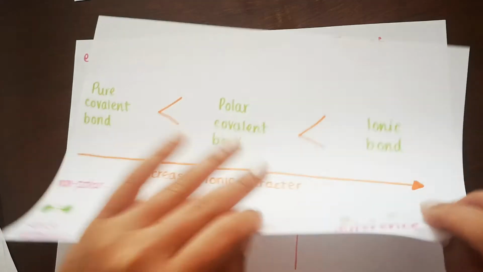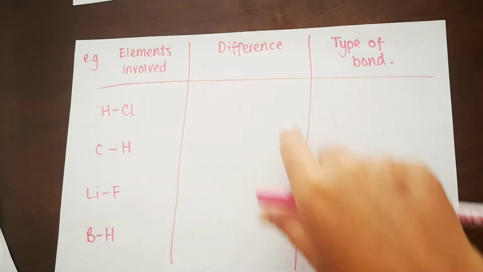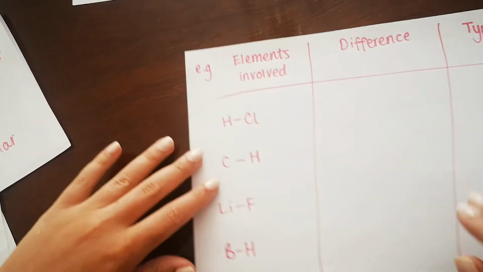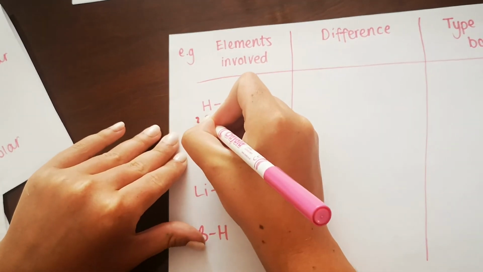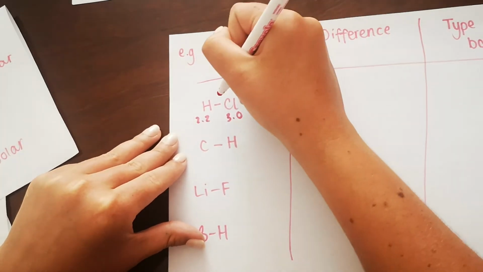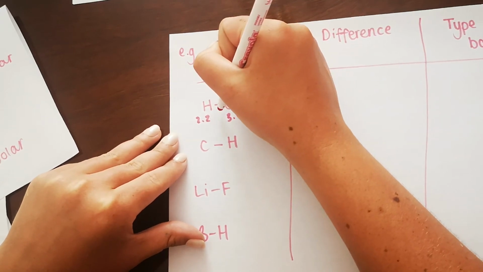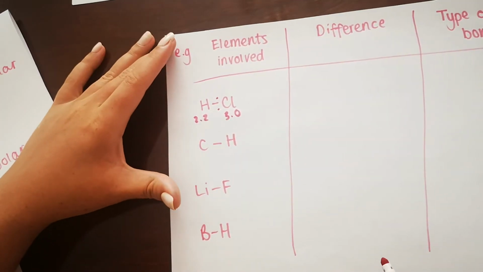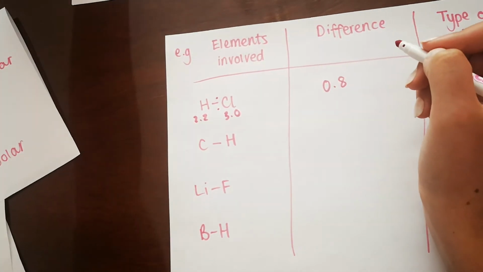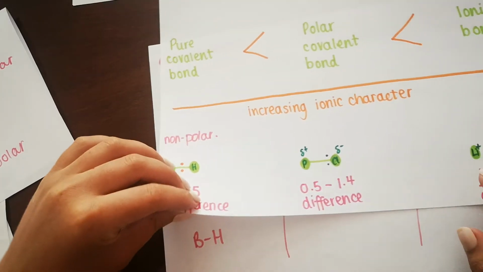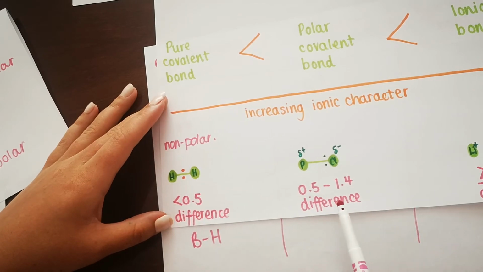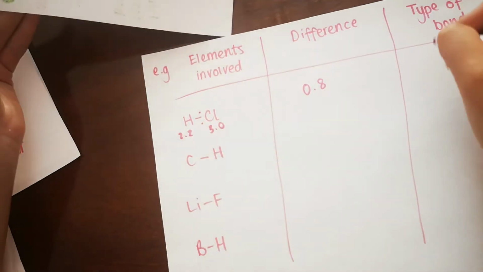Okay, so an example of how to do this. You've got your HCl. Your H is 2.2. Your Cl is 3.0. So your electrons are going to be pulled toward this side. Your difference is 0.8. Is it going to be pure covalent? Is it less than 0.5? Nope. It's going to be in this part, so it's going to be polar covalent.